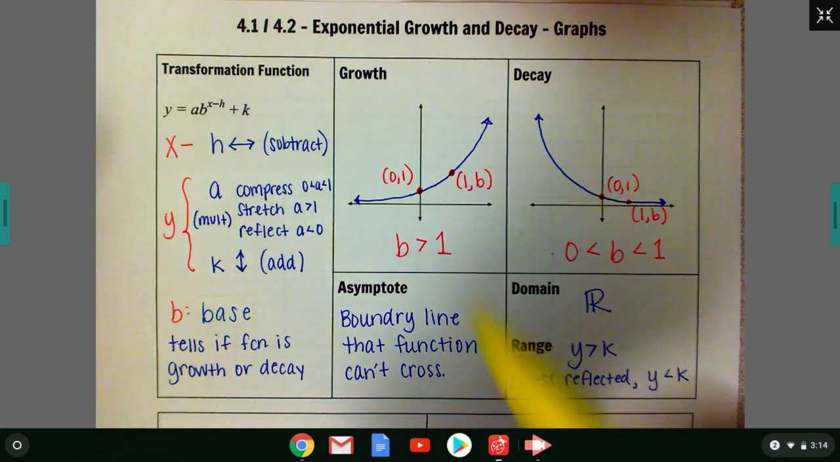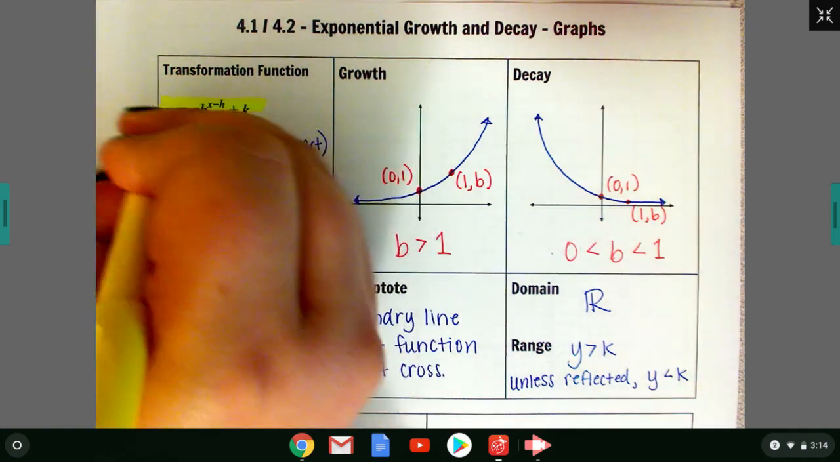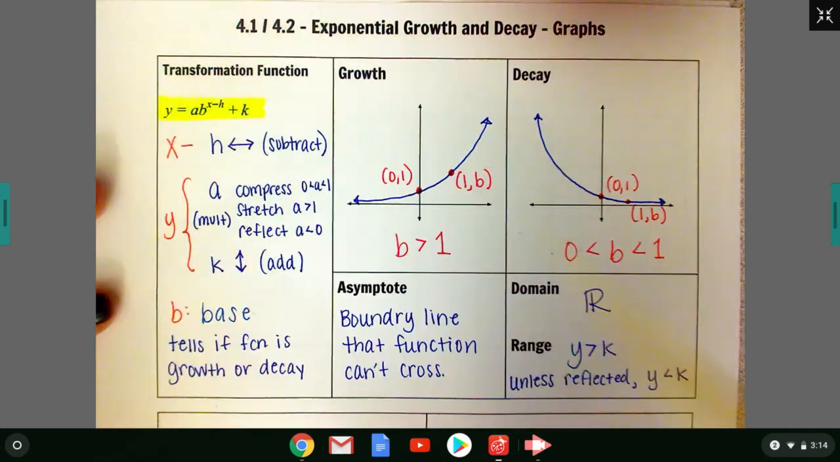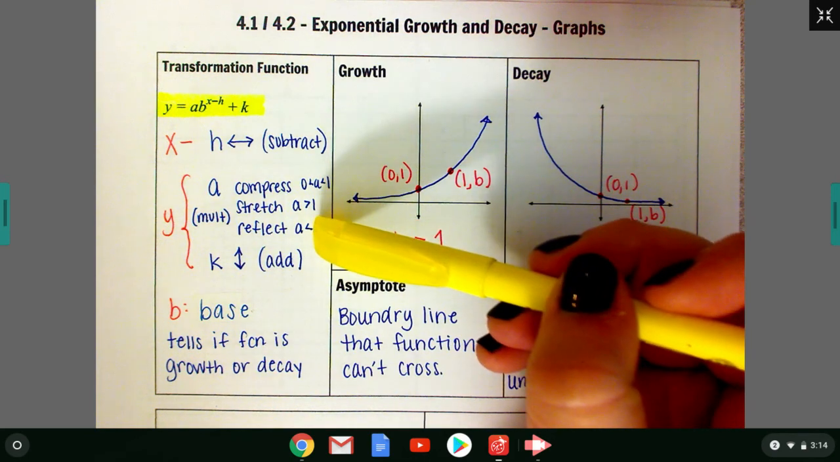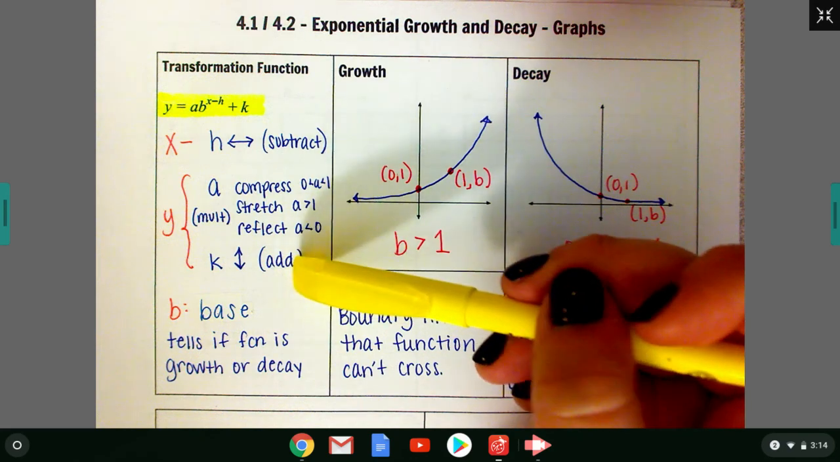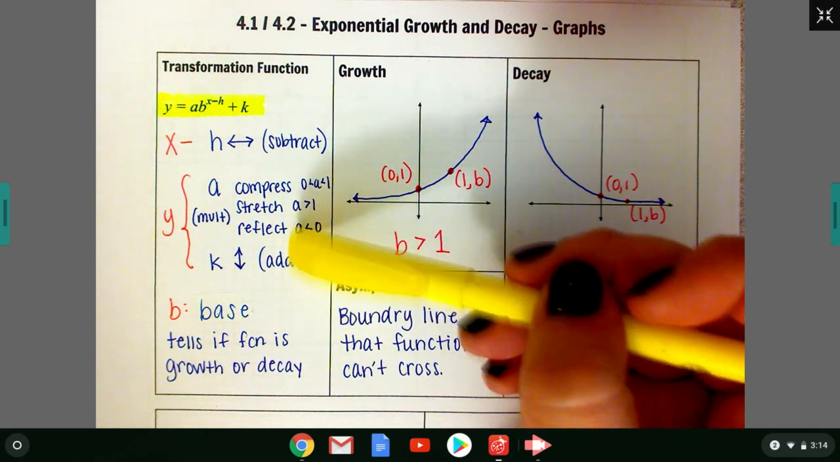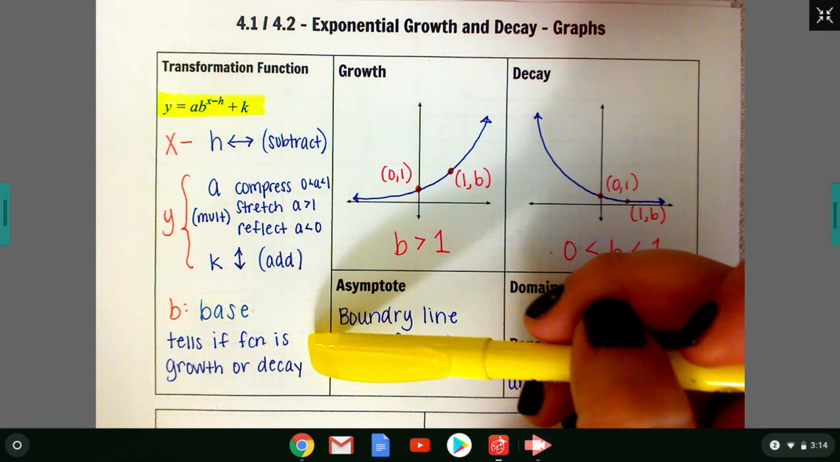So first thing to notice, this is our transformation function equation: y equals a times b to the x minus h, plus k. Some of these variables might look familiar to you. We've got h, which affects x left and right, as well as a, which compresses, stretches, and reflects the graph. We use this to multiply by y. And then k, which we add to y, and it tells us what we're doing up and down. Then our new one is b, that's the base. That's what's to the x. It tells whether the function is growth or decay.